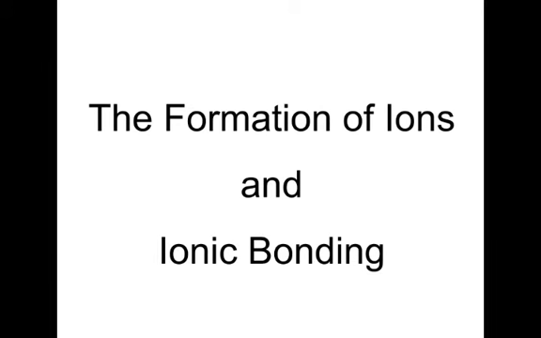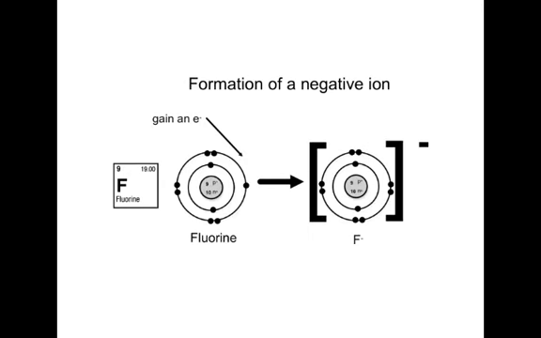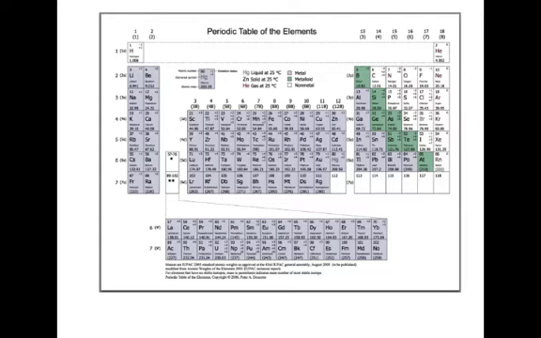In this video, we'll look at the formation of ions and subsequently ionic bonding. We know that ions occur due to the gain or loss of electrons. In this example, the hydrogen atom loses its outer shell valence electron and it becomes the hydronium or the positive hydrogen cation. In this example, the fluorine gaining an electron becomes a negative ion. Well, why does this occur?